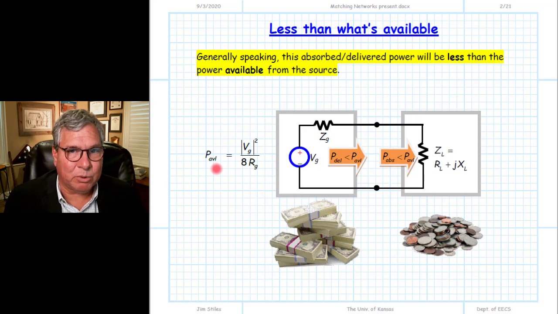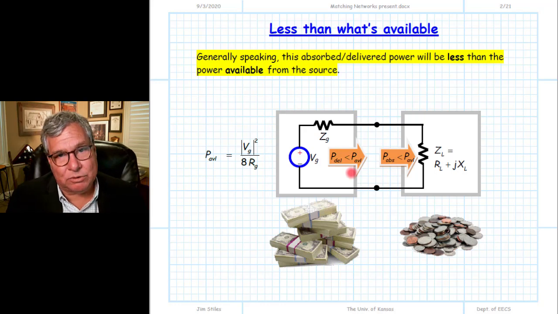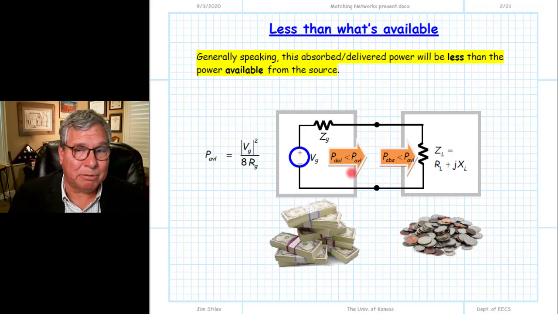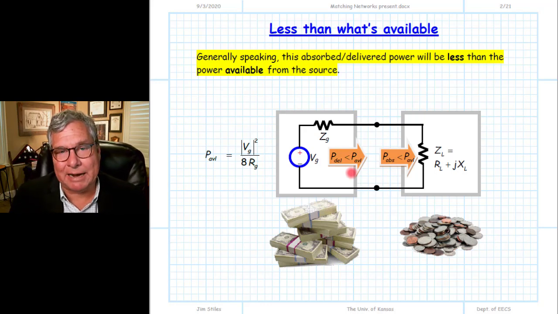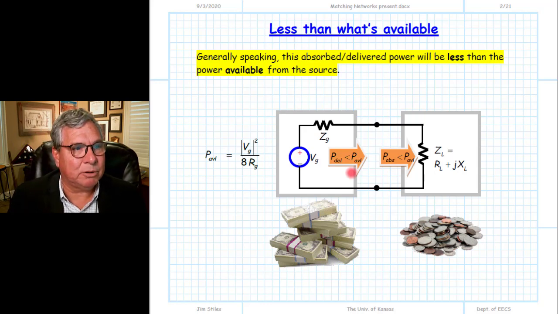And of course, this is an important point about the relationship between the delivered power of a source and its available power. Delivered power is the rate at which the source is delivering energy. And again, that depends on what it's connected to in addition to itself. The available power then is the maximum rate at which it can deliver energy. Generally speaking, the delivered power will not be equal to that available power. The delivered power will be less than the available power. Of course, it can't be more than the available power since the available power is the theoretical maximum. The delivered power will be less than or equal to that available power.